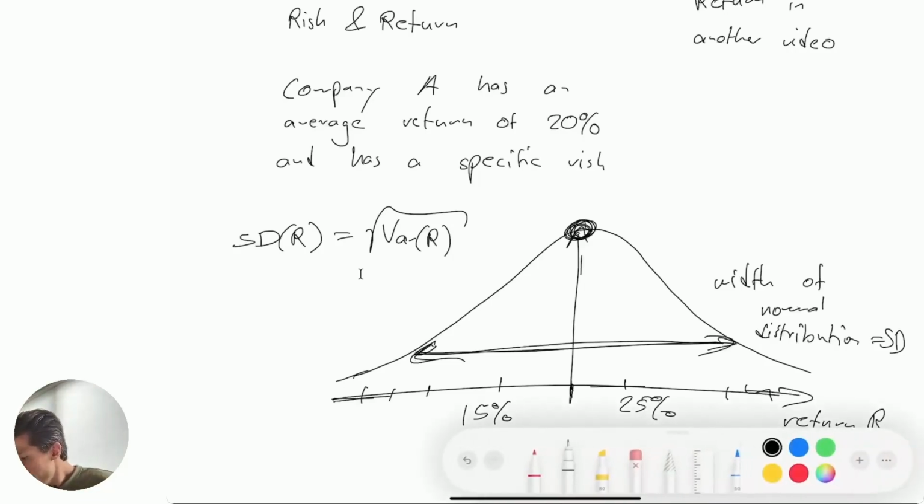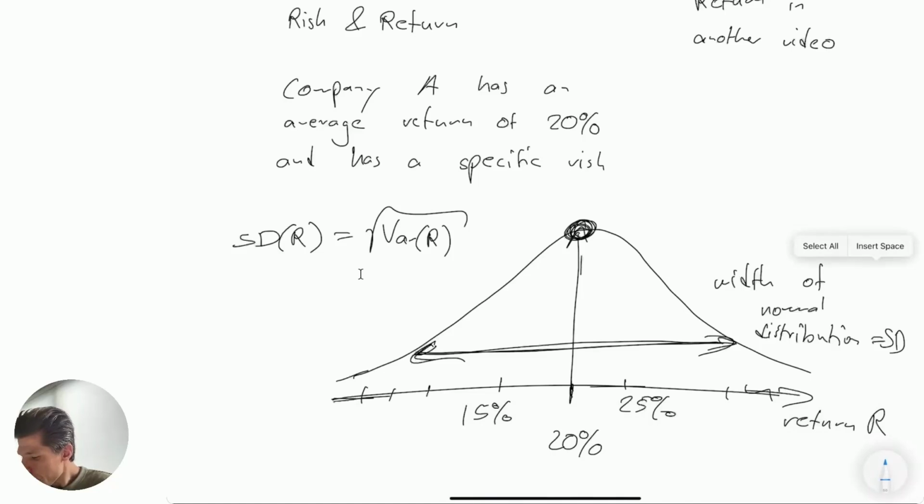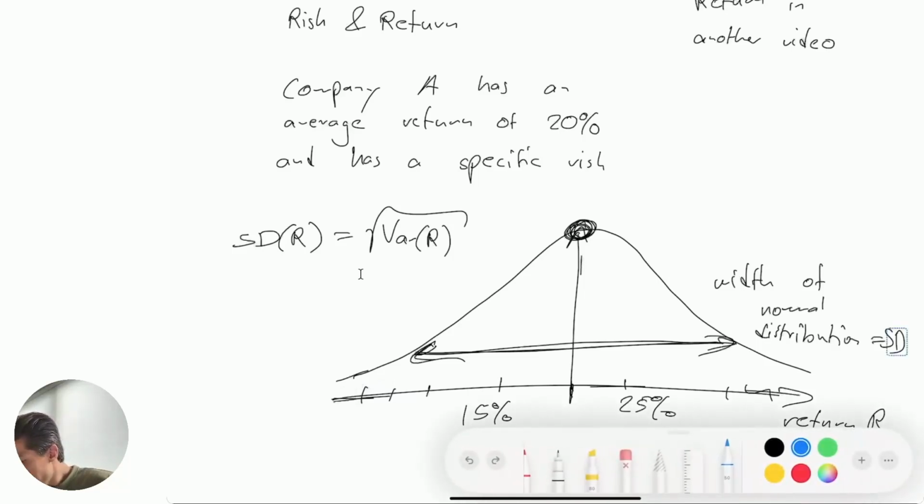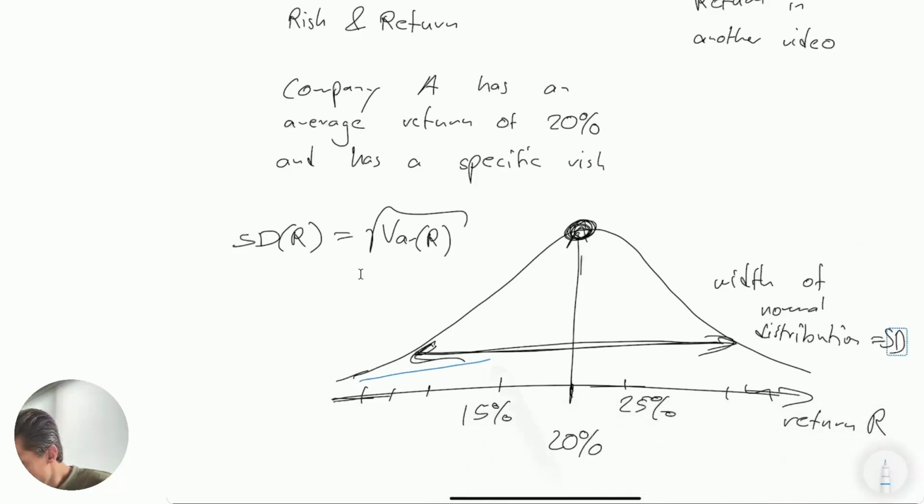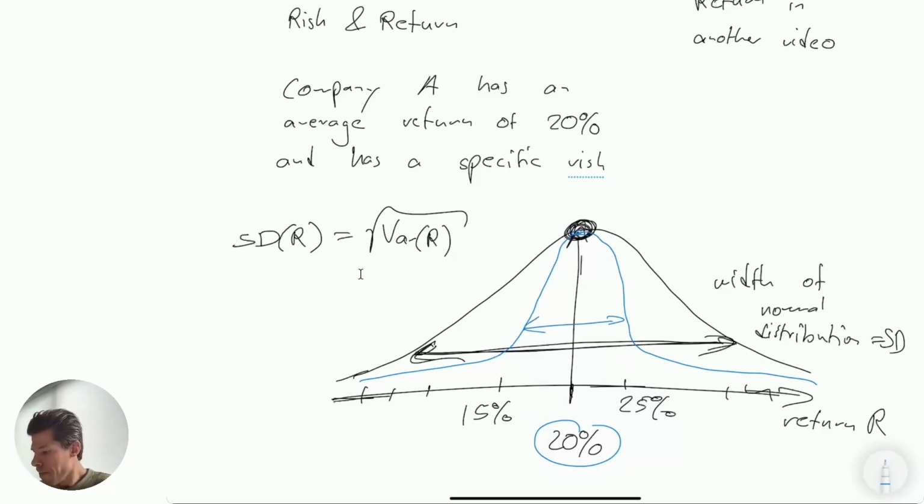Left and right. If we have another asset, let's say we invest in another company, which has an expected return of 20% as well. But let's assume the normal distribution goes like this. We also have a 20% expected return, but we can see that the standard deviation is way lower. So here, maybe in blue, the standard deviation could be 20%, and in our initial case, the standard deviation could be something like, I don't know, 40%.